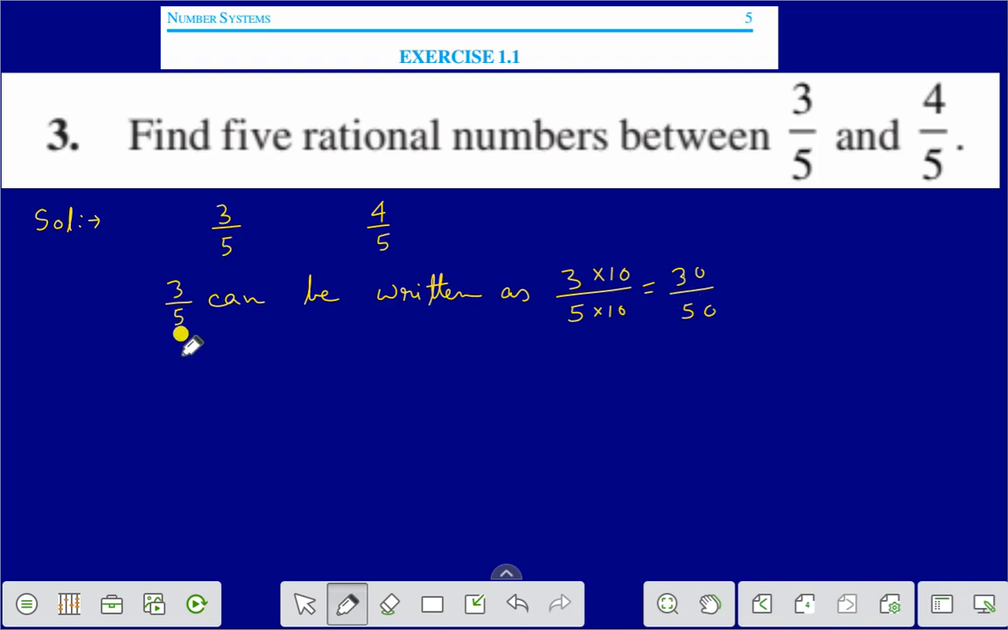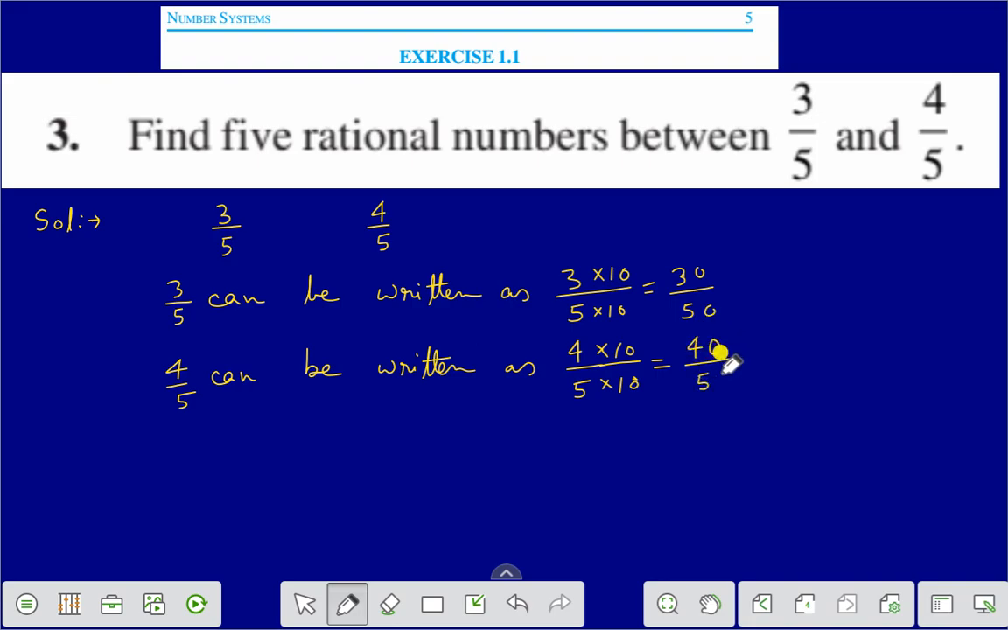And here you see 4 by 5. 4 by 5 can be written as 4 by 5. Multiply both the numerator and denominator by 10. 4 into 10 and 5 into 10. Then we are getting 40 by 50.